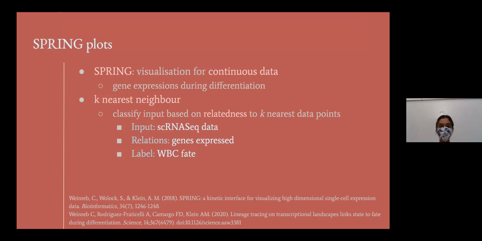So to plot this data, they came up with an algorithm called SPRING, which is specialized for visualizing continuous data. They use a k-nearest neighbor classification system, which gives a new data input a label based on its relatedness to already present data points that are nearby. So the input data for the program is single-cell RNA sequencing data. The relations between neighboring data points is based on overlap in gene expression. And then the label that is attributed is the expected blood cell fate.